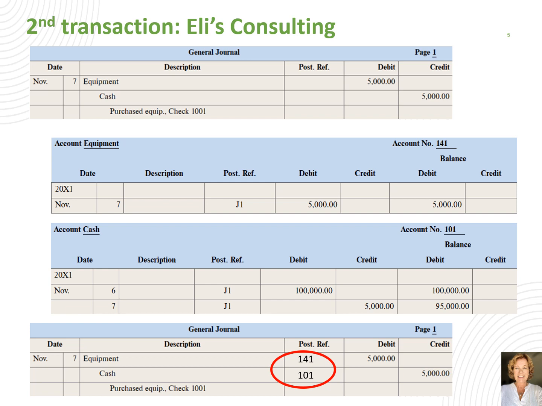In the posting reference column, we'll write the page number on which the general journal was recorded and write the debit of $5,000 into the debit column. Next, we'll calculate the balance of the account. Our next step is then to post the credit of our journal entry to the cash account. We follow the same steps. Enter the date, enter the posting reference, and then the credit amount of $5,000 and calculate the balance. Our last step is to enter the posting reference on the general journal, which is the account number of the account that the general journal was posted to.